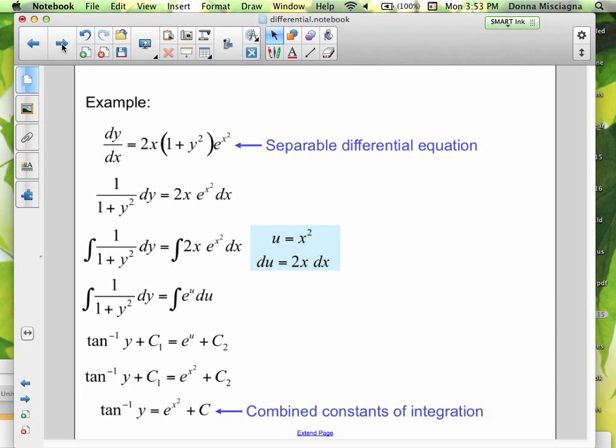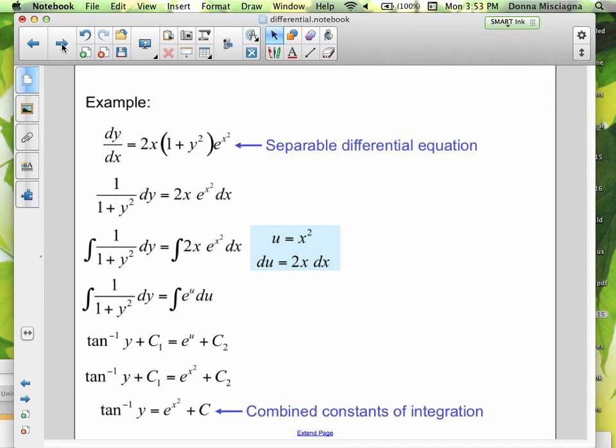Now we can integrate. If we integrate 1 over 1 plus y squared, that's just arctan y. If we integrate the other one, we need a u-substitution. u is x squared, so du would be 2x dx. The du replaces the 2x dx, and u is now the exponent on e. So you integrate e to the u du, you get e to the u, and we'll just add plus c.